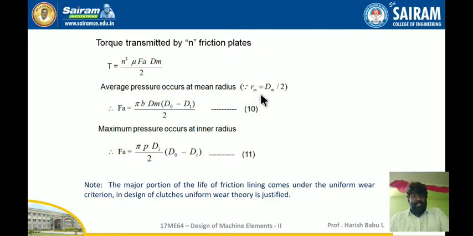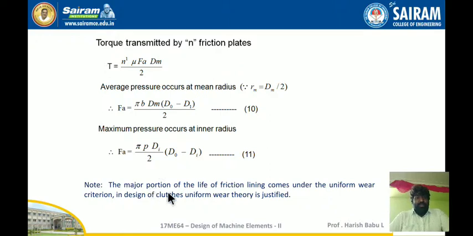If you consider the mean radius, what is the pressure I'm going to assume? So Fa is equal to pi p dm (d naught minus di) divided by 2. That will be the axial force at the mean radius. So maximum pressure occurs at the inner radius. When it occurs at the inner radius, it will have the maximum pressure. That is, axial force is equal to pi p di divided by 2, multiplied by (d naught minus di).